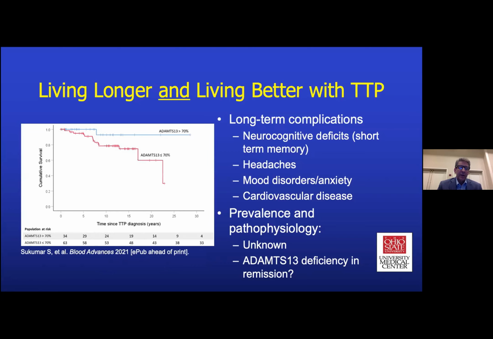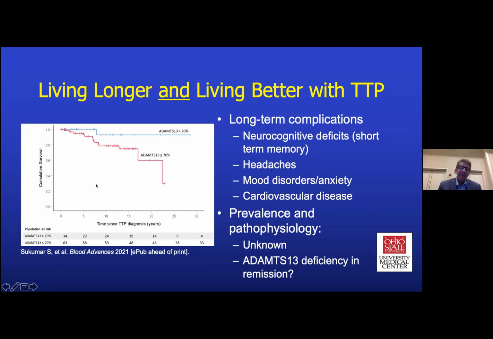And these are data from my colleague at Ohio State, Senthil Sukumar, who worked with Shruti Chaturvedi, one of our USTMA investigators. And what they did is a similar analysis of long-term survival, and found very similar things to the Oklahoma group, and showed similar cardiovascular deaths. What was also looked at in this very small study was suggestive data that the patients in red had, on average, less than 70% ADAMTS13 activity.